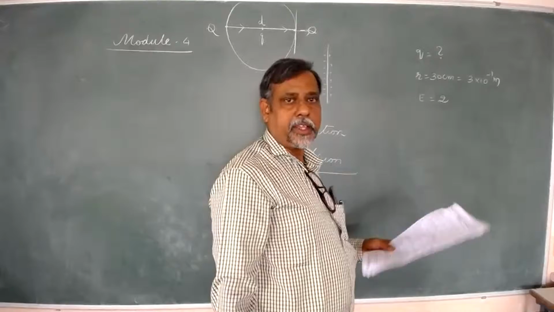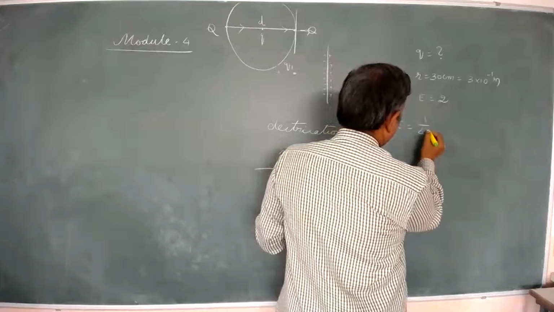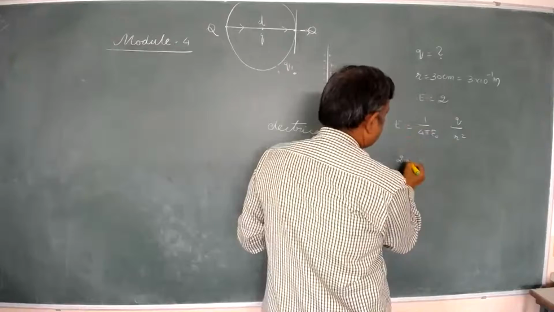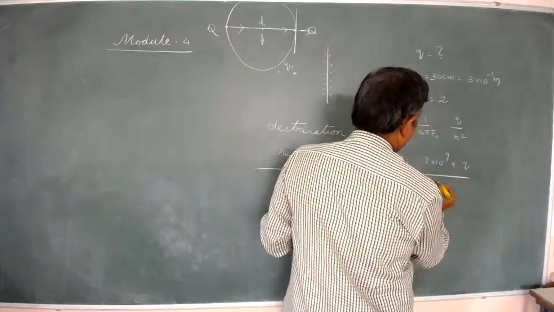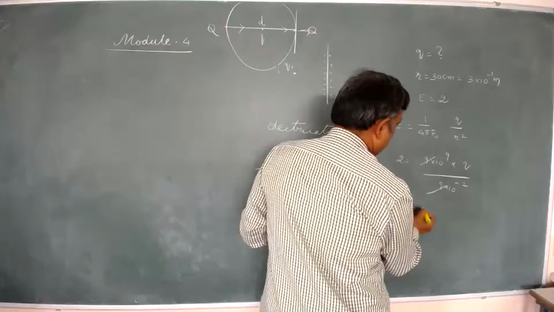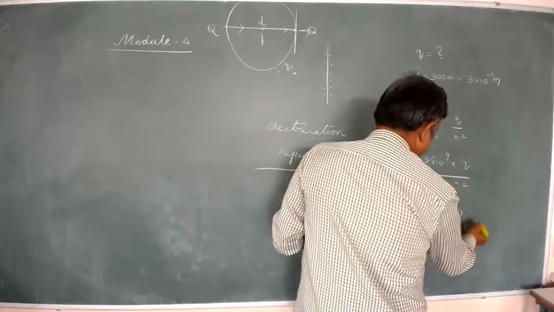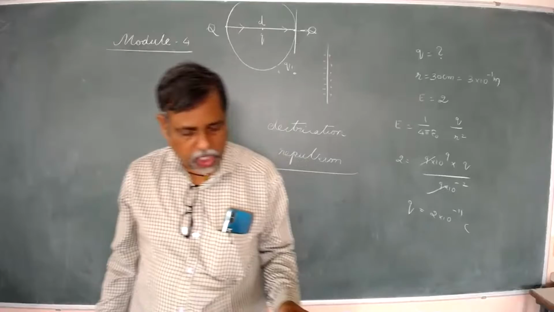Now, we know the formula: E is 1 by 4 pi epsilon naught into Q by R square. So E value is 2, this is 9 into 10 power 9, Q value we need to calculate, R square is 9 into 10 power minus 2. So these two things will get cancelled out. Q is equal to 2 into 10 power minus 11. Good. So option A is correct.